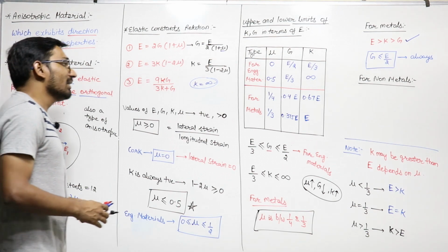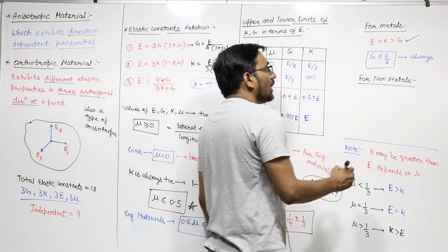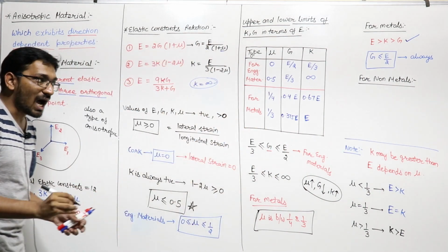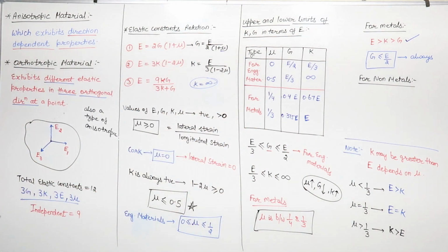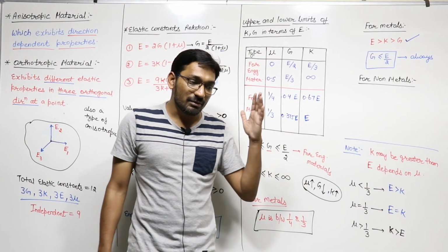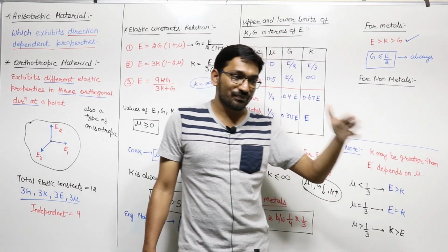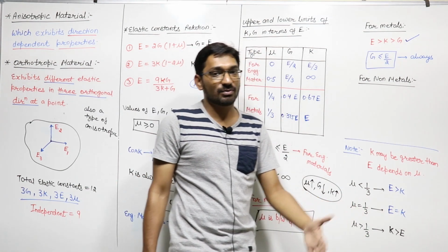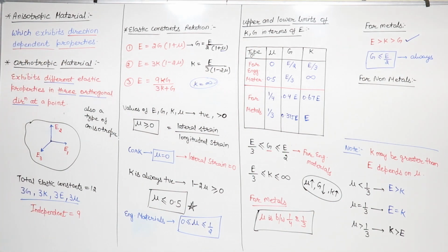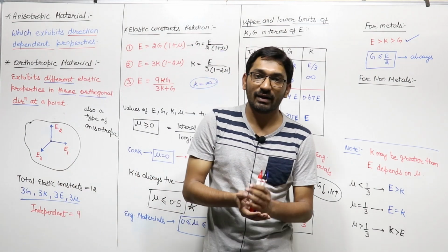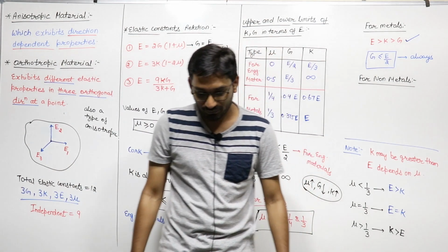So we can say that the modulus of rigidity is always less than half of Young's modulus, but the value of bulk modulus can be greater than Young's modulus, equal to Young's modulus, or less than Young's modulus. It all depends upon the value of mu. So all these relations will help you in solving objective type questions.